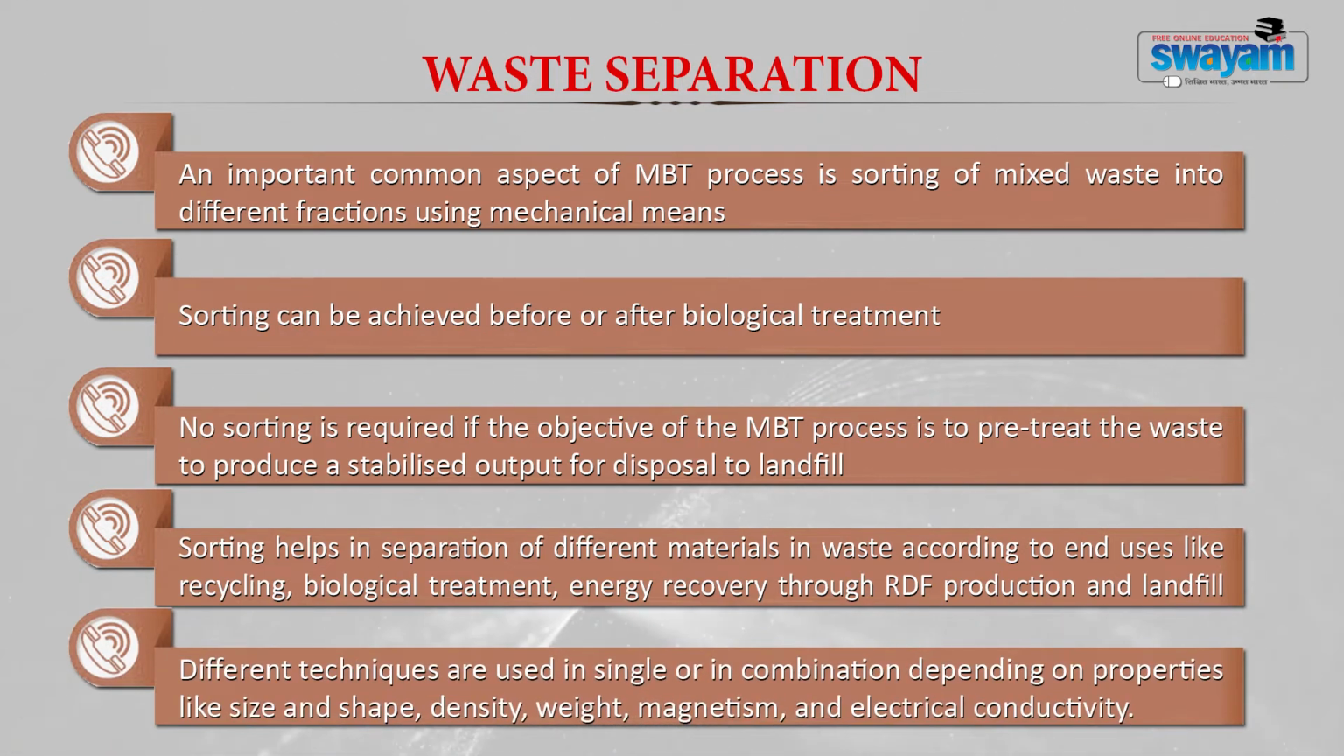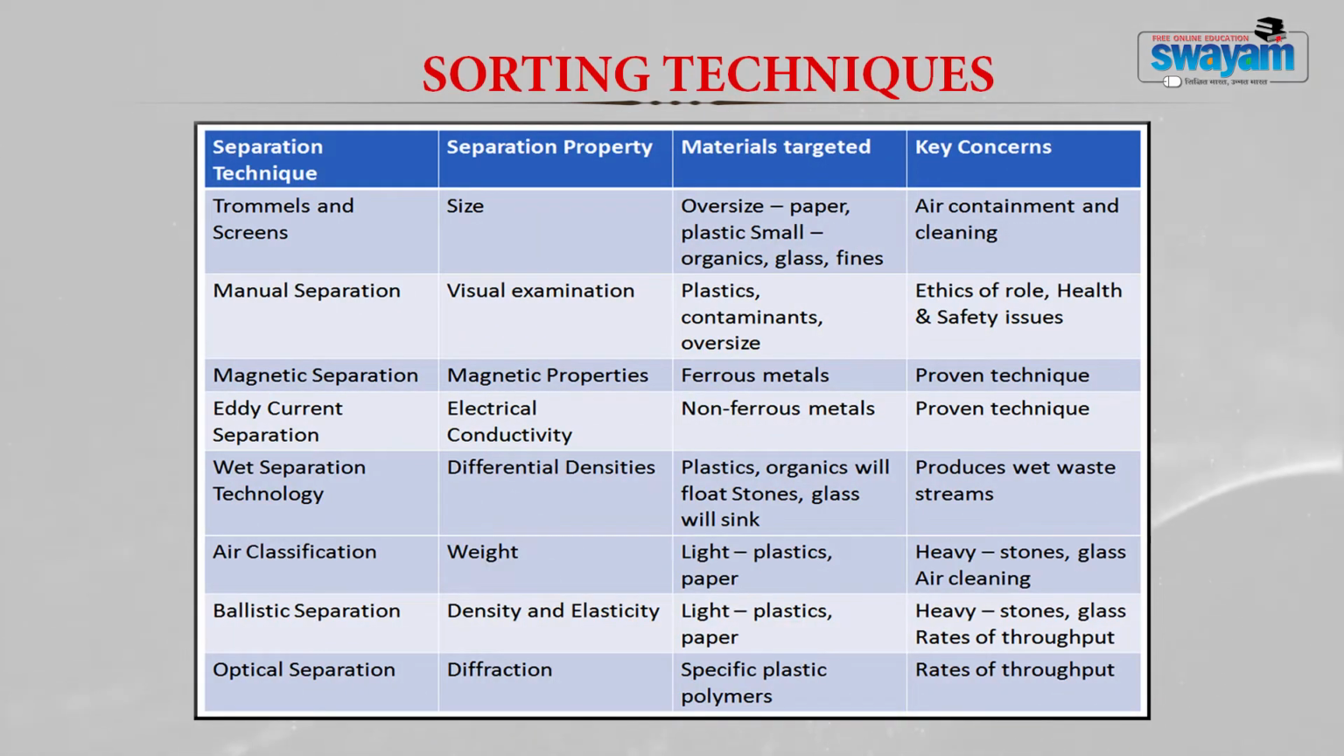Now, how you choose different techniques for segregating depends upon various properties of waste like size and shape of waste, density, weight, conductivity and magnetic property of the waste material. Again, the sorting techniques which I will discuss in the coming slides, you can use either singly or in combination also. So, this table summarizes the different sorting techniques that are used for segregating the municipal solid waste.